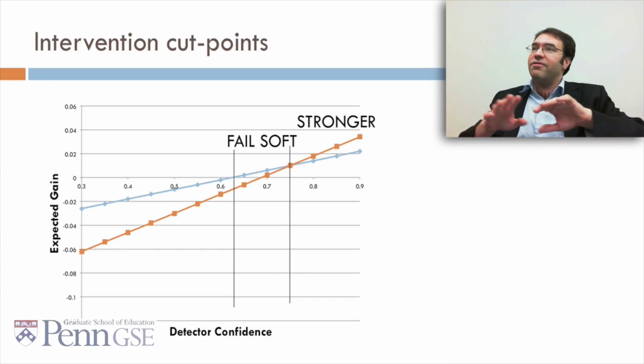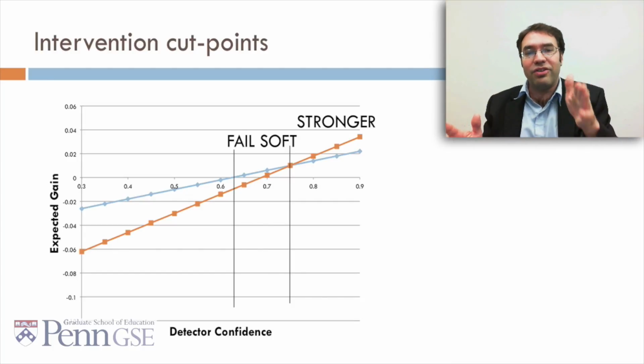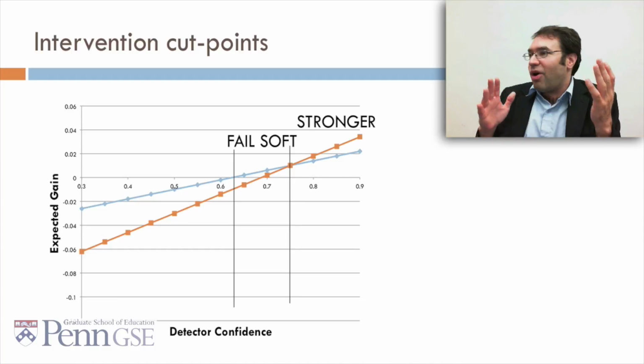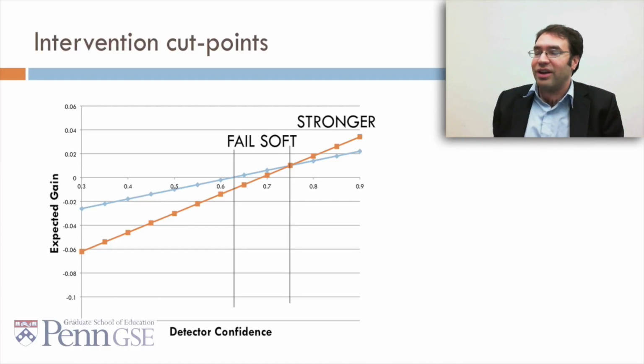There's this kind of idea, 50% is where you're right. But in fact, you should look at the actual cost and benefit of an intervention when you decide when to use an intervention. 50% is often not the right place to actually make a decision.